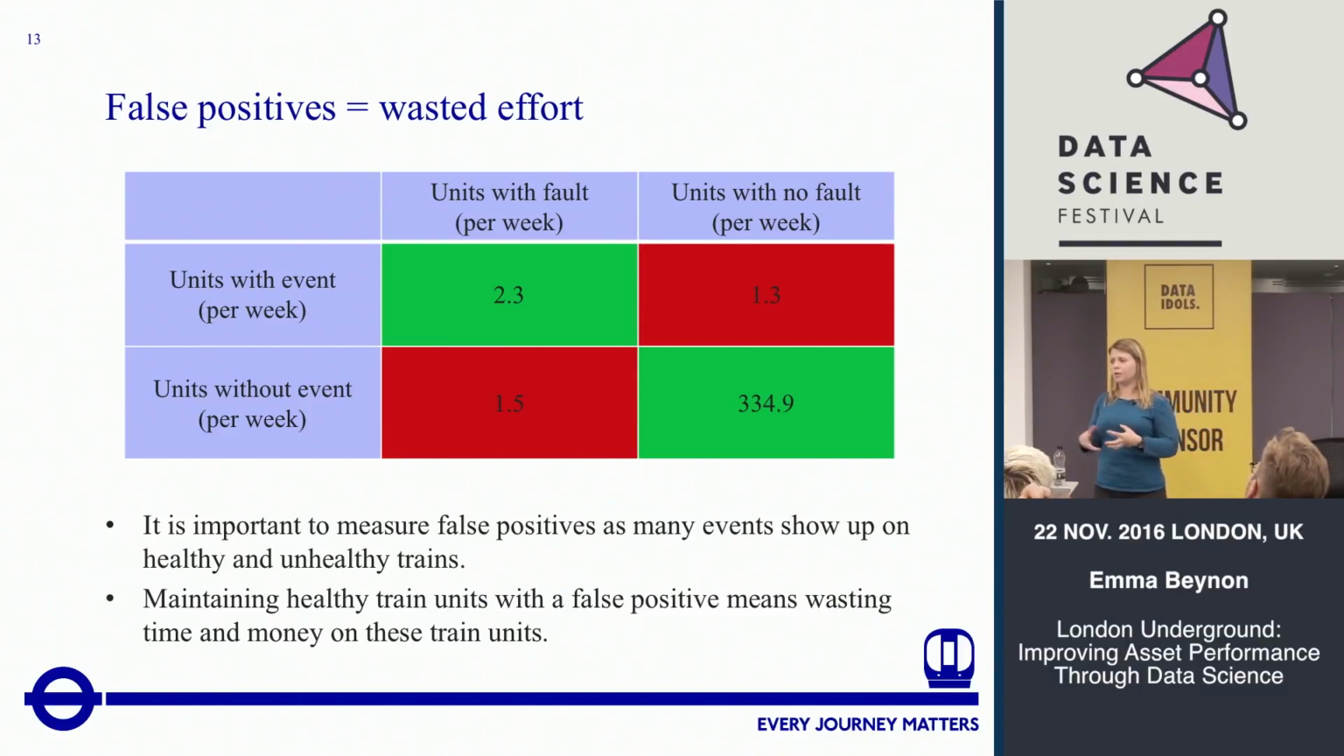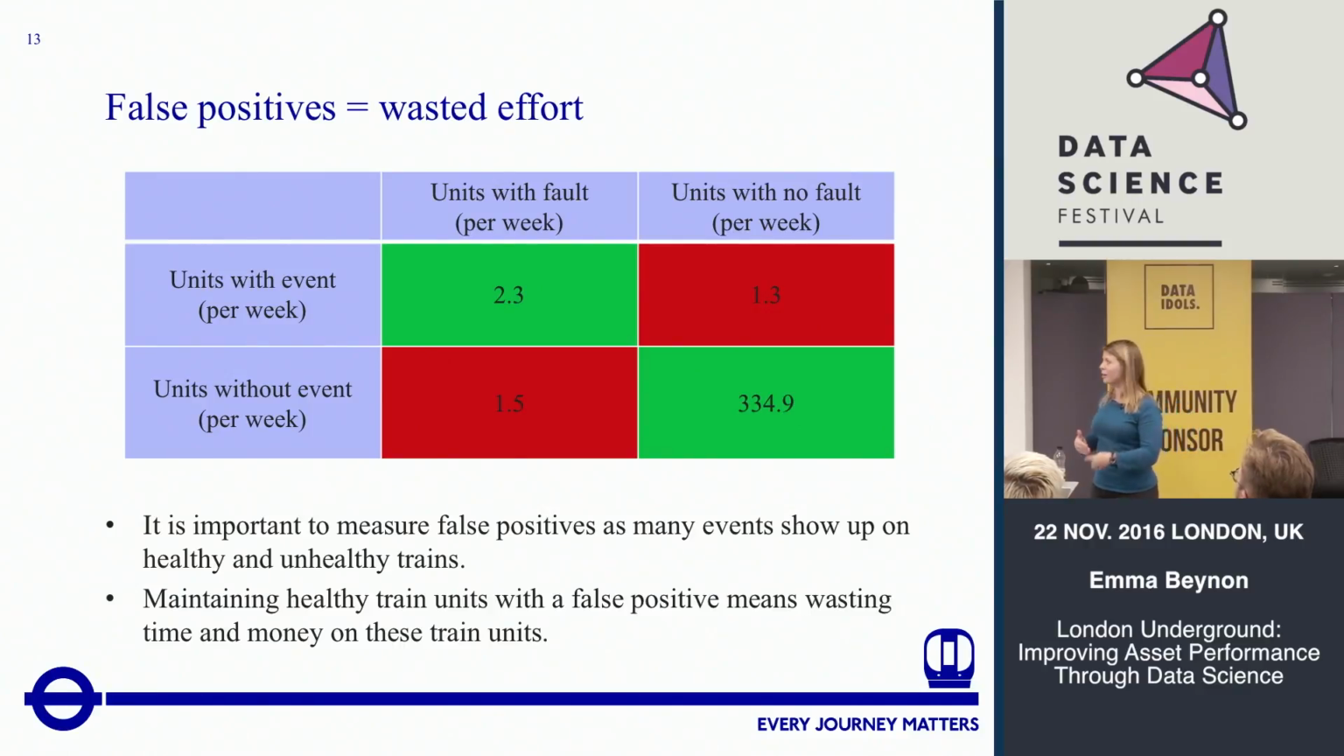It's all very well coming up with these algorithms and saying, oh yeah, this indicates this, but some events turn up even on healthy trains all the time. So false positives are wasted effort. You spend a lot of time maintaining things that never would have failed in the first place. So ideally you want as few false positives, and preferably as few false negatives, so nothing fails out on the track.